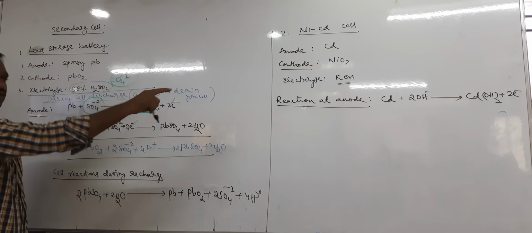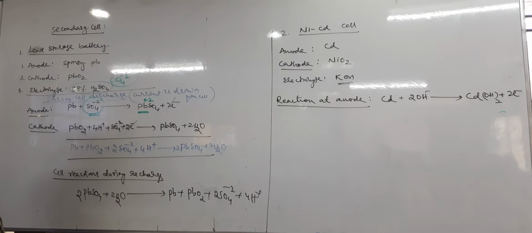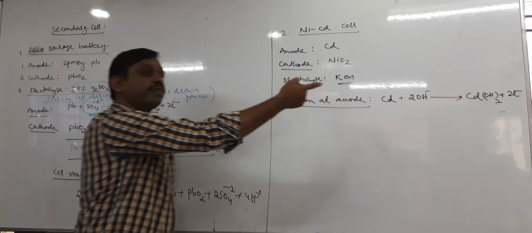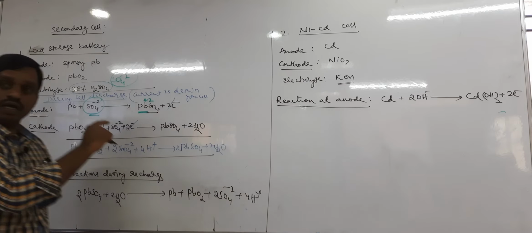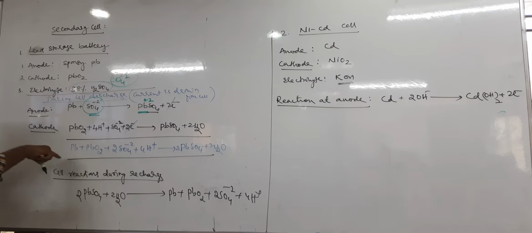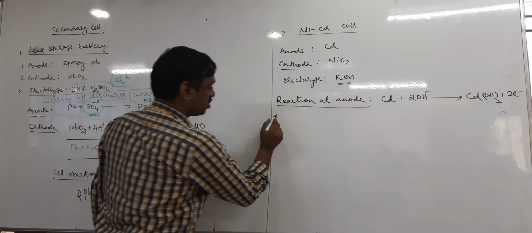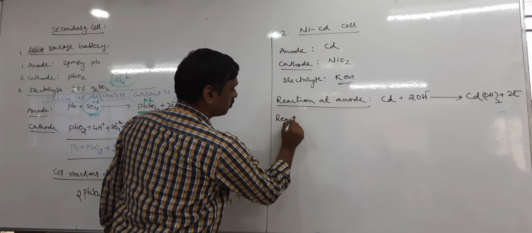If you understand this, that is very easy. Here lead converts into lead sulfate. There cadmium converts into cadmium hydroxide, because here the electrolyte contains sulfate ion, and there the electrolyte contains hydroxide ion. That's it. Next is the reaction at the cathode.